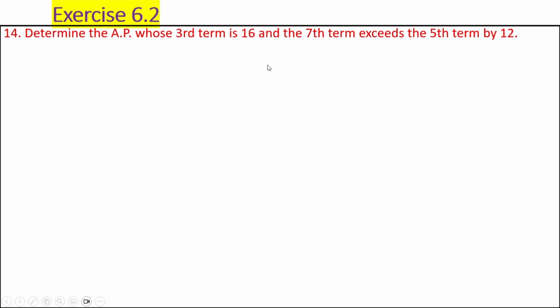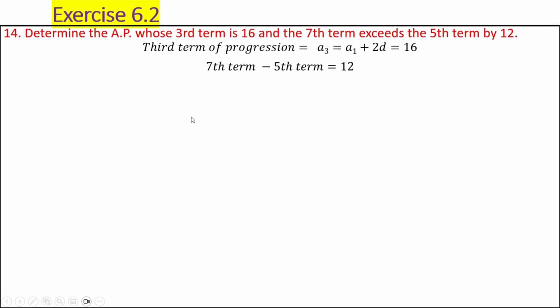Okay, there is another type of question given here. Determine the AP whose third term is 16 and seventh term exceeds the fifth term by some value which is given, right? So third term is a3 equal to a1 plus 2d equal to 16. Okay, and seventh term minus fifth term is 12. So that is a1 plus 6d minus a1 plus 4d equal to 12, or 2d equal to 12, or d equal to 6.